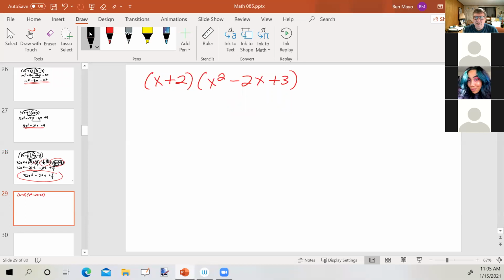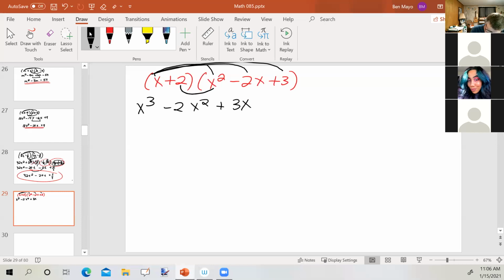So now it's sort of an extension of FOIL because I'm not going to have 4 products. I'm actually going to have 6 of them. So I'm going to take the first times the first, which is x cubed, the first times the next one, which is minus 2x squared, and the first times the last one, which is plus 3x. Once I've exhausted all the combinations of the first term in the first factor times everything in the second factor, I'm going to move on to the next one, plus 2x squared minus 4x plus 6.